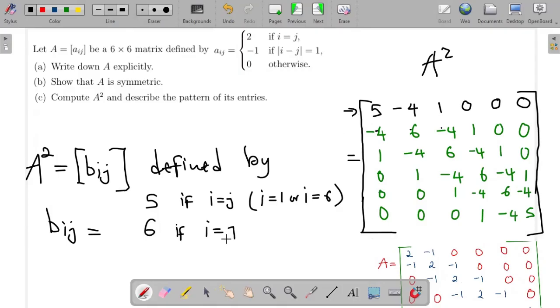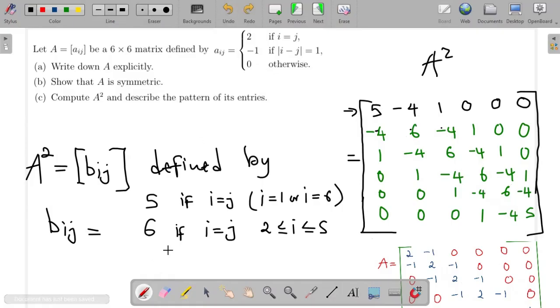i is equal to j, and this i is between 2 and 5. So from 2 to 5, and if the i is equal to j, I'll be getting 6, these elements there. So that's the pattern I can see.